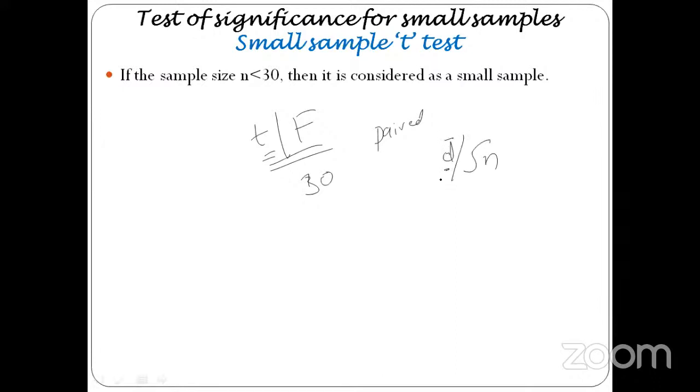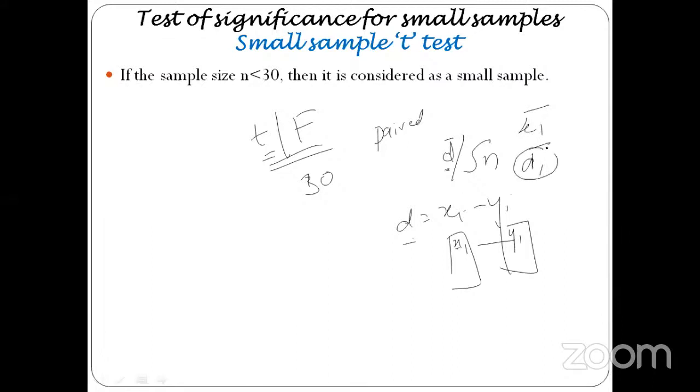D by root n, where D is nothing but xi minus yi. Xi is the observation of one sample. Yi is the same observation of a different sample. Like x1, y1 is there, then x1 minus y1 is D. Then D by root n. Instead of using x1 bar here, we are using D1 bar. What is D1 bar? D1 bar is the difference between the values of the observation. Okay.